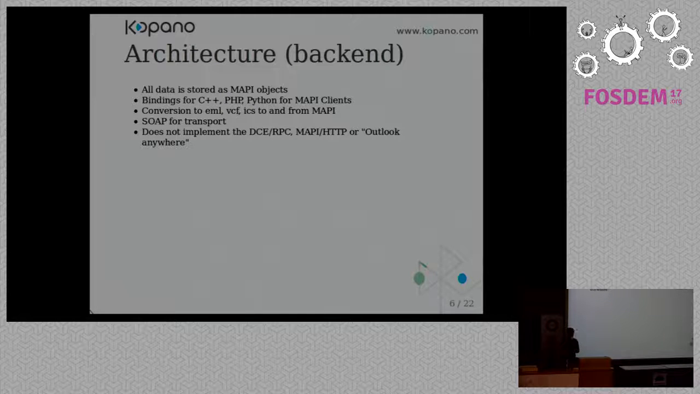So as I said, everything is stored in MySQL. We store everything as a MAPI object, which means that if you first look at the MySQL database, you're like, what? But if you know more about MAPI, it's more clear. This also means that we have to do a lot of conversion. So if you get an email, we convert it to a MAPI item. If we send an email, we convert it back.